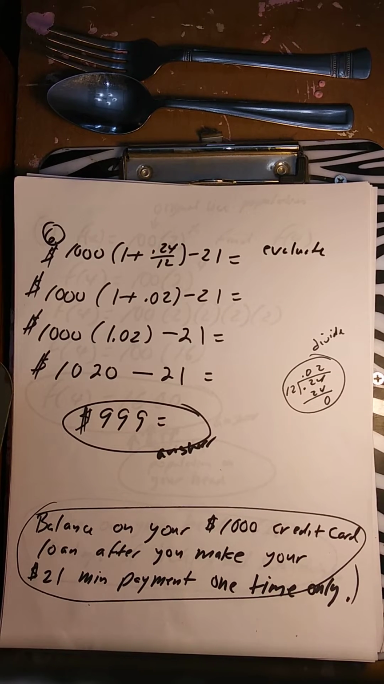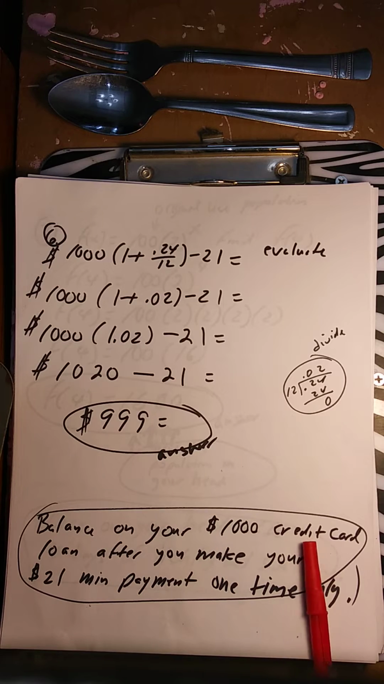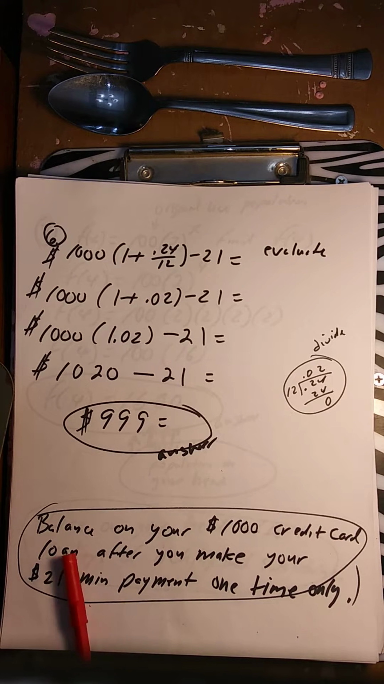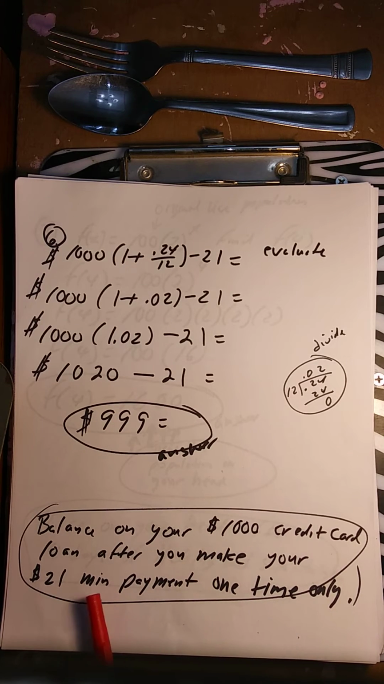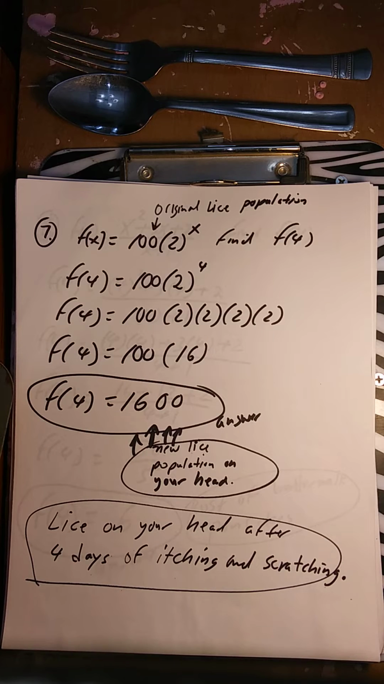Okay, what is this? Well, I'll give you an example. Balance on your $1,000 credit card. Let's say you're on spring break with your 4 best friends, Mustang Island or something. And so your balance on your $1,000 credit card loan after you make your $21 minimum payment one time. How much do you owe now? Only $999 on that credit card. Good news. All right, holy cow.